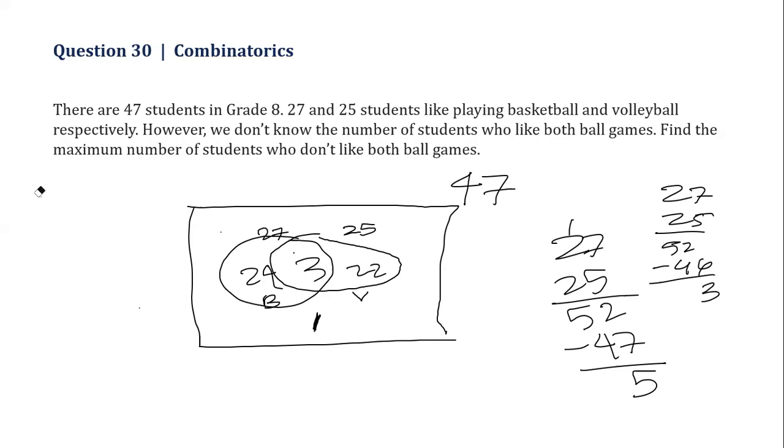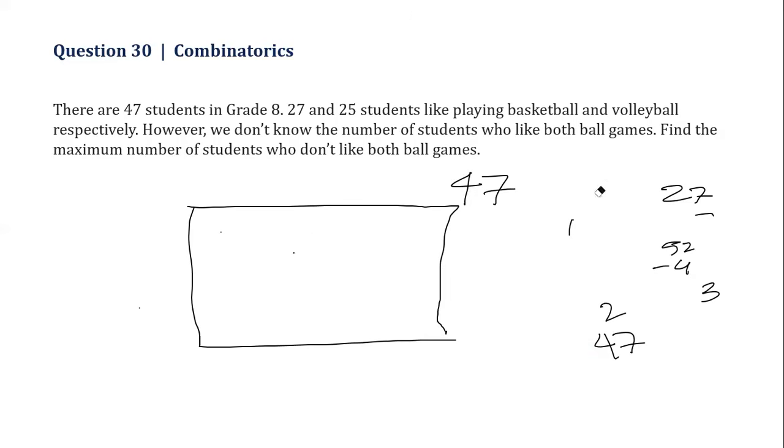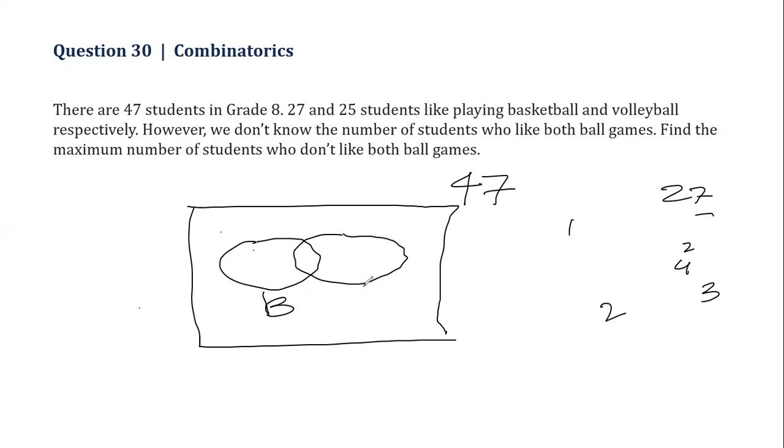Okay, wait. Let's start over. I'm sorry. So this is the number of people who like basketball, the number of people who like volleyball. And we know that there are 27 and a total of 25.